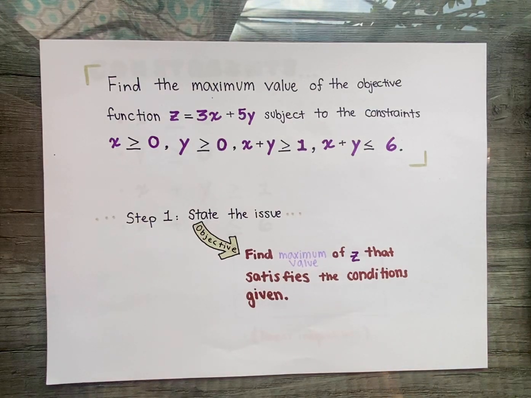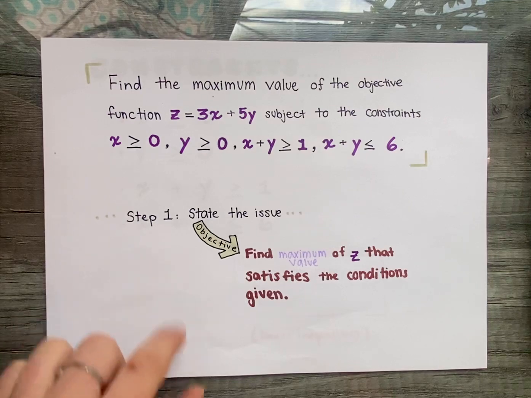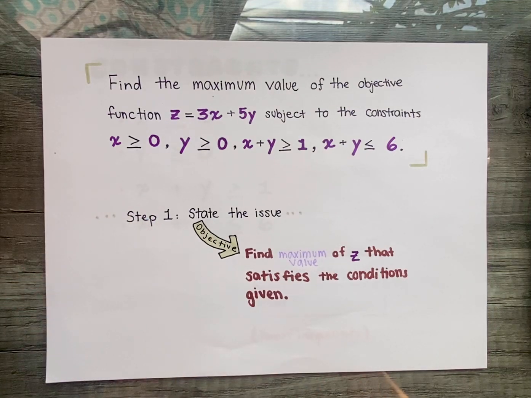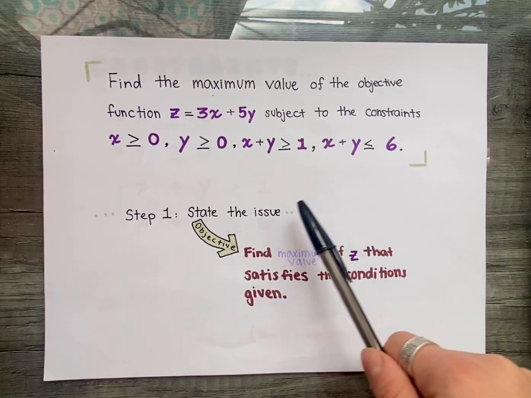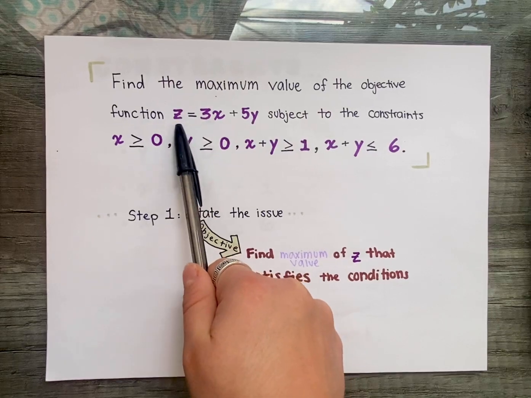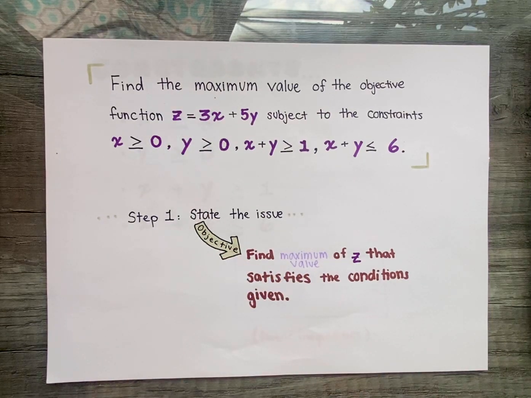Before we continue, I want to first go over what the problem is asking us to do. So, step 1, we are going to state the issue. We are going to state what the goal of this problem is. So, our objective, or our goal, is as follows. Find the maximum value of z that satisfies the conditions given.